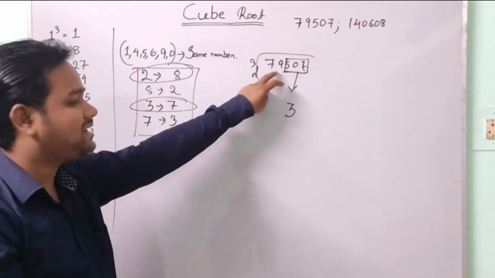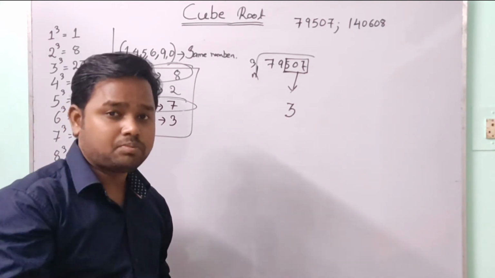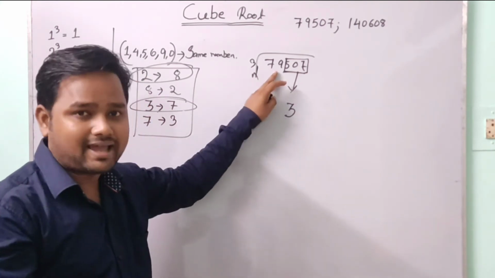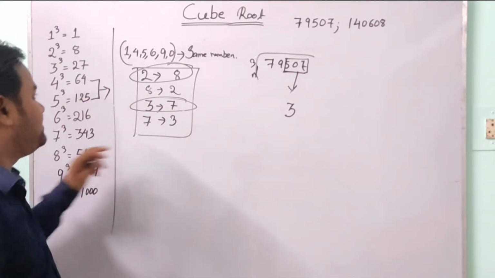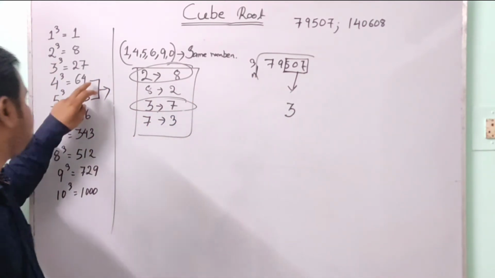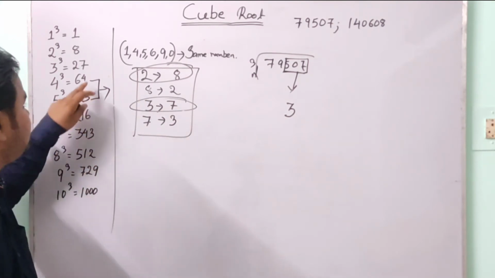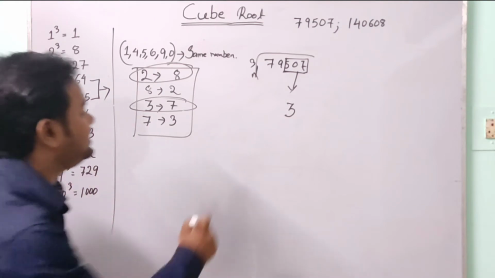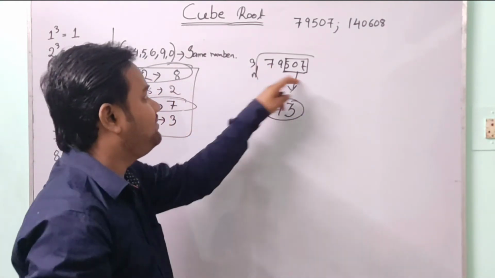Now 79. We know the nearest cube to 79 is in between two ranges. That means 79 is between 64 and 125. So the lowest number we have to take is 64. So 4 will be written here. So 43 is the cube root of 79507.